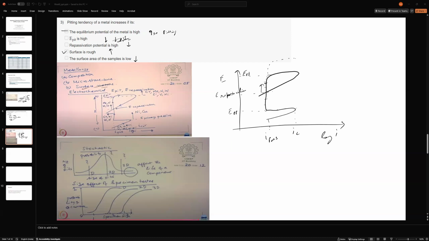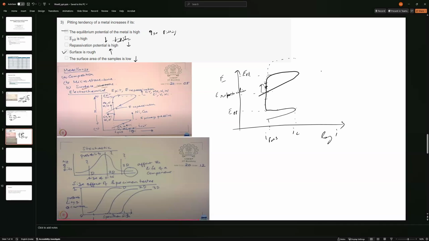Is there any issue in the solution of the question? In the third question, they've only given surface roughness as the correct answer. Shouldn't the first option also be correct? For equilibrium potential, if it is high, the metal will behave as more noble. Pitting will not increase in that case, sir. Pitting will increase in case passivation is there. If a metal passivates, an oxide layer deposits on the surface, then the pitting tendency will increase. And if the metal goes noble, noble means it is immune to corrosion.